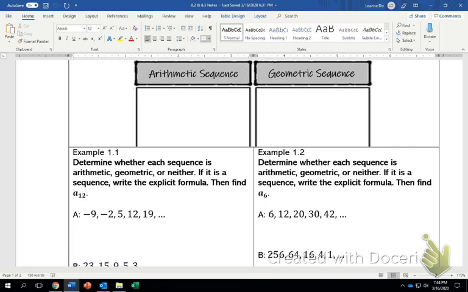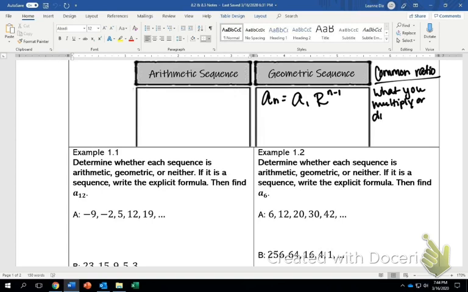The formula that you need to know for this one is a sub n is going to be equal to the first term, a sub 1, times r, which is your common ratio, which is raised to the power of n minus 1. Okay? And that r is your common ratio. And that common ratio is, again, what you multiply or divide by to get to the next number of your sequence.